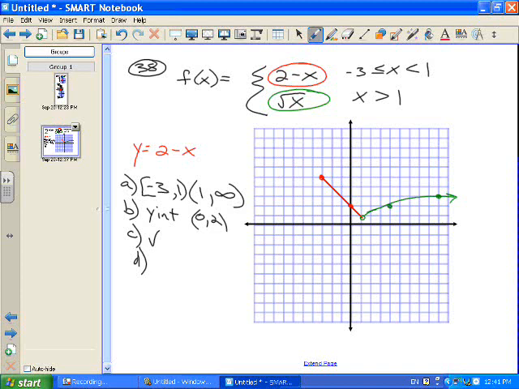D, they want the range. What's the smallest value of y I can have? 1, but not included, because I'm working my way up, but since it's an open dot at 1, not included. And then how high can I go? Infinity, because again, this green line is going up. It's just going to take a lot of right to get up to infinity, but it will get there. E, is it continuous everywhere on the domain? No, because of that hole at 1. Otherwise, we could have put yes there.